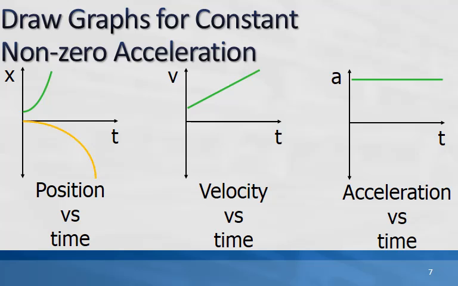Now this could be all negative, right? We could have a negative acceleration, and then the velocity is getting faster and faster in the negative, therefore a negative acceleration.